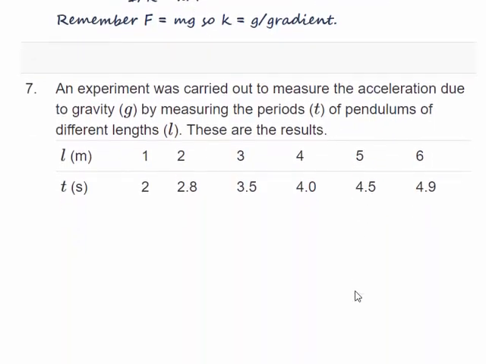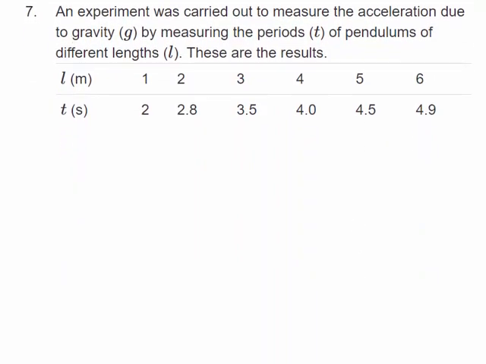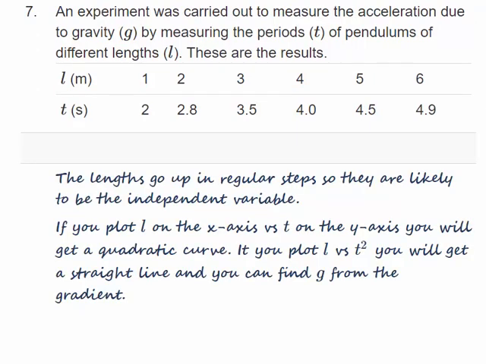Question 7. In question 7 we know that T is equal to 2π root L over g. So if we plot L against T, we won't get a straight line. So what we need to do is to create another row for T squared and plot L against T squared. The gradient will then be 4π² over g, so we can find g from the gradient.